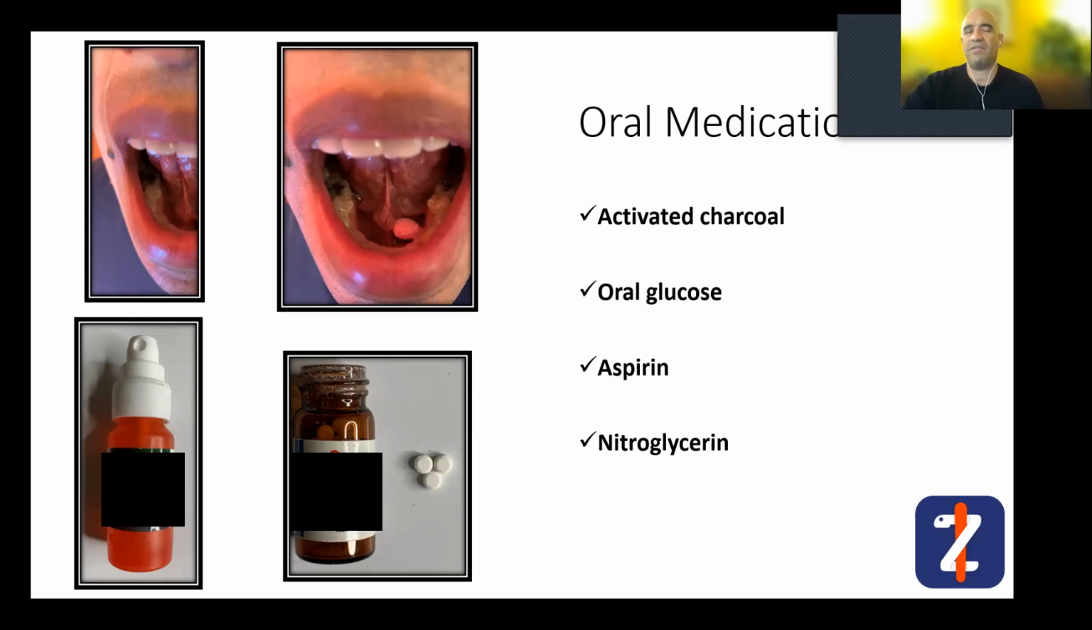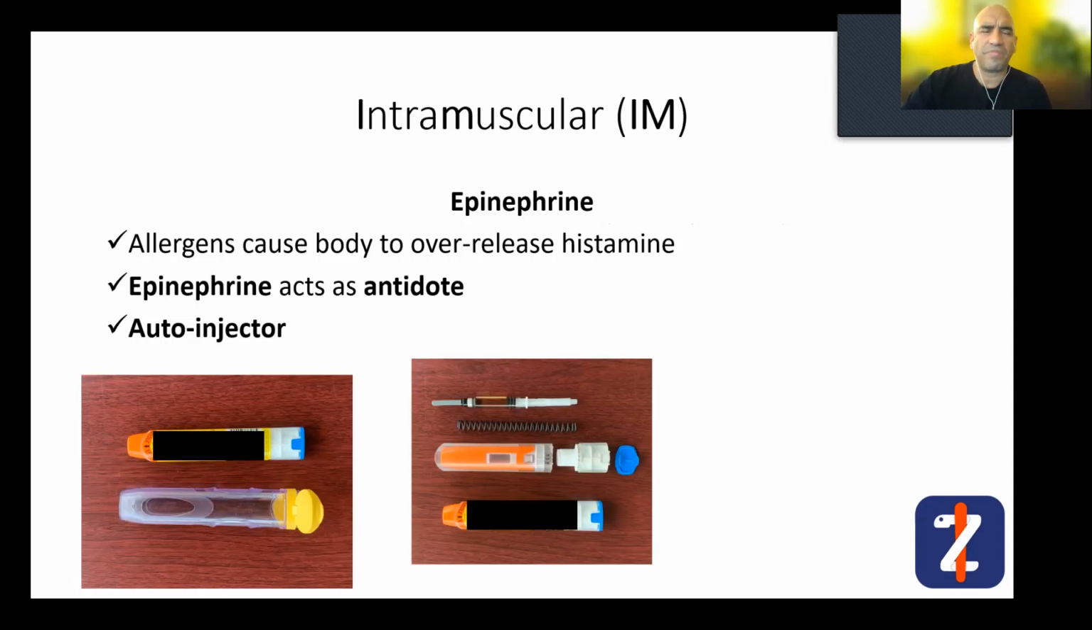So for oral medications, you have activated charcoal. We discussed that. That's the black powder. We also have oral glucose. Can you tell me where it's supposed to go? Correct. It is buccal. All right. And we have the aspirin. The aspirin that we're really talking about is, well, let's just make it aspirin for now. I'll show you what it is a little later on. And nitroglycerin is another one. So we're going to look at some of those.